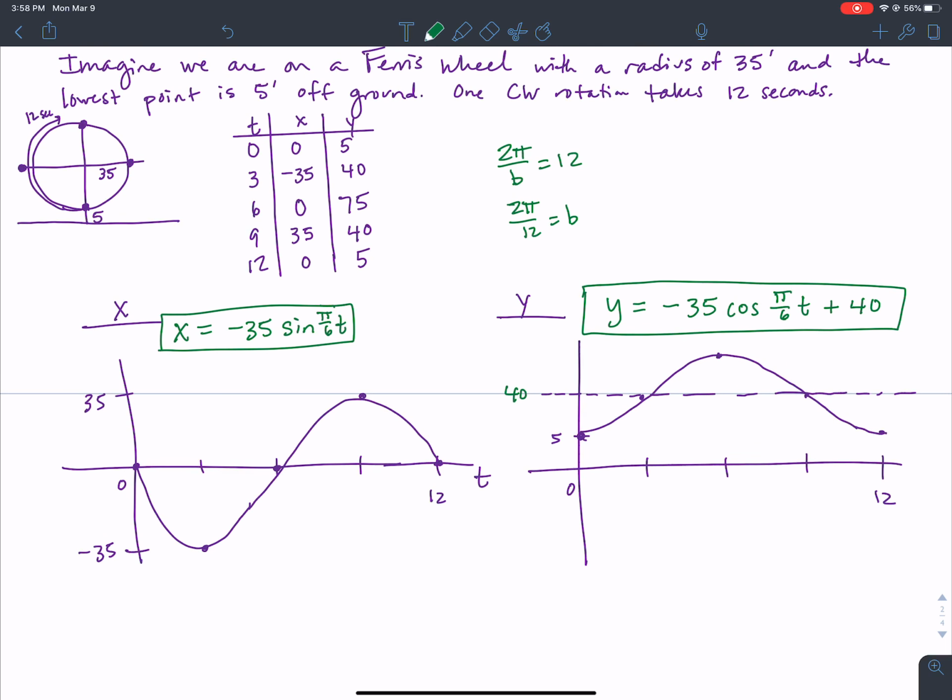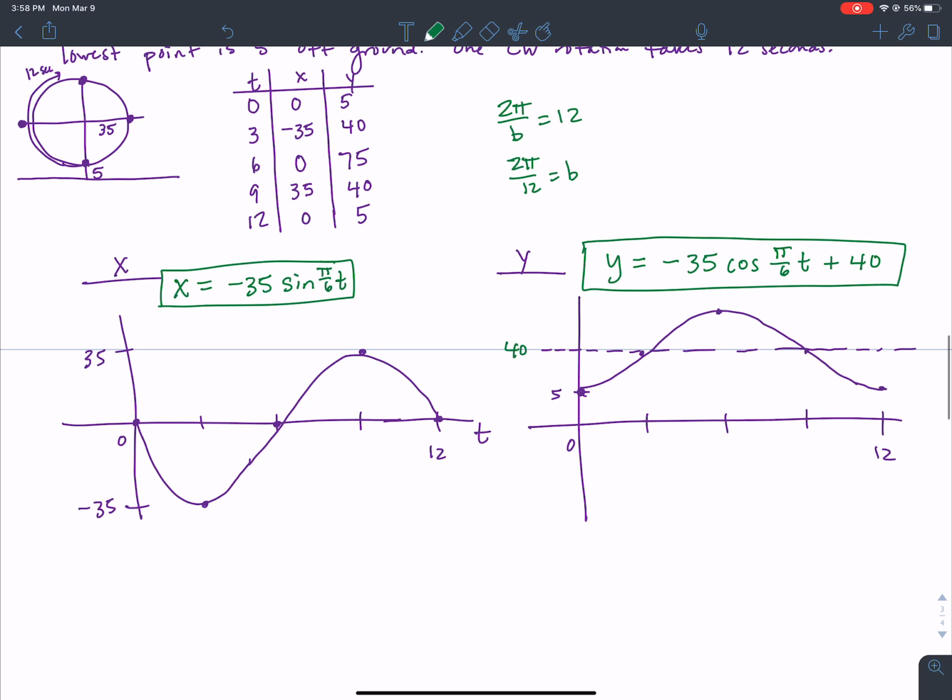Okay, and there you have it. Go enjoy riding Ferris wheels. I think you guys will probably never ride a Ferris wheel again. Or if you do, you'll look at it a completely different way.